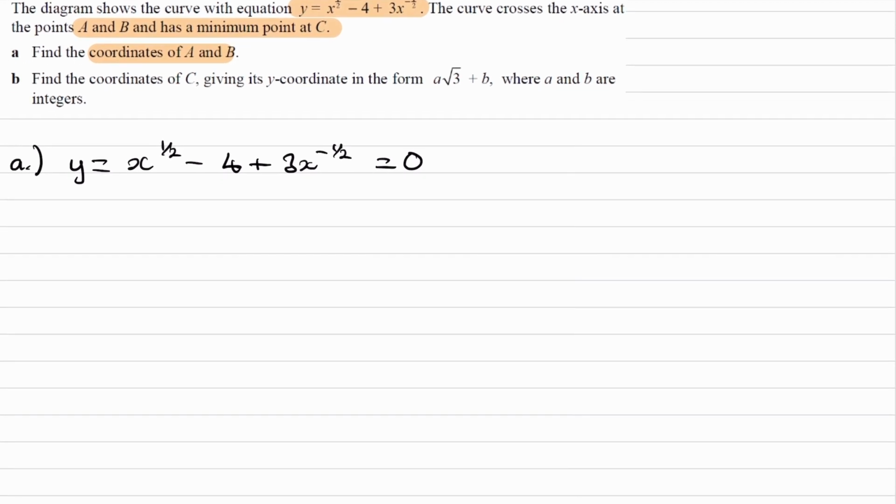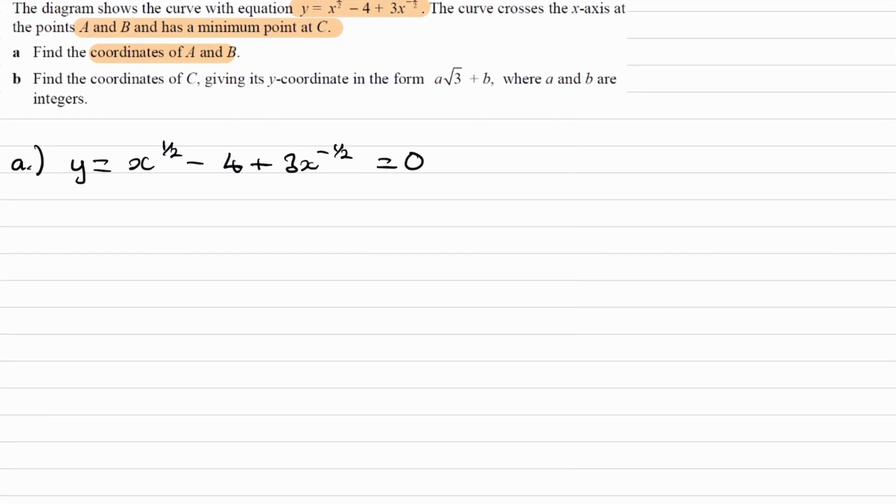If we multiply both sides of the equation by x to the power of a half, so times this by x to the half, and then times the 0 by x to the half as well, this will then become, so remember that we would add the powers. So the first term, x to the half times x to the half, would just become x to the 1, minus 4x to the half, plus, so these two powers add up to make 0, so 3x to the 0 would just be 3.